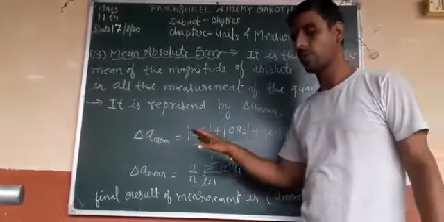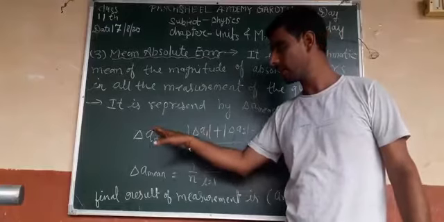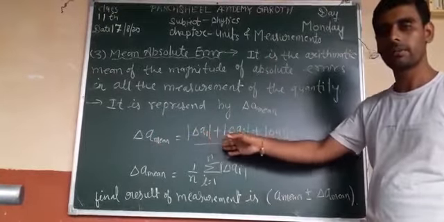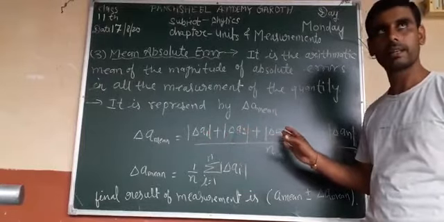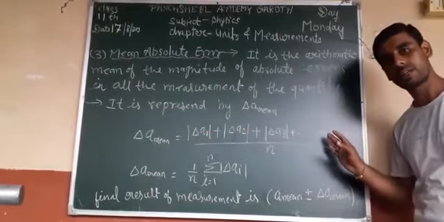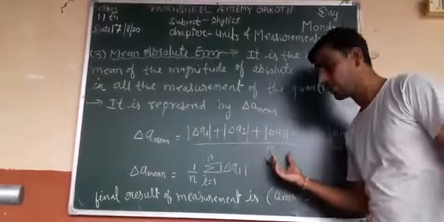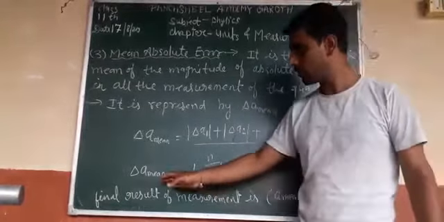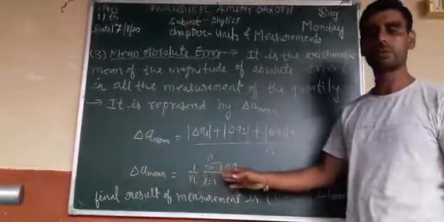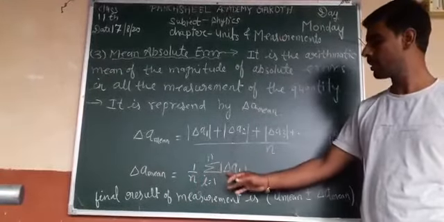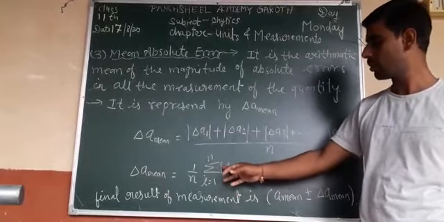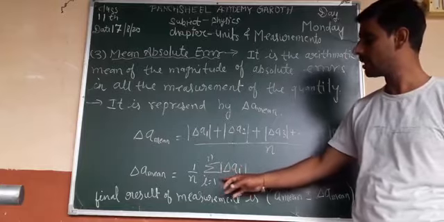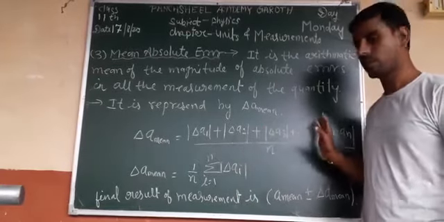Okay, and what is the formula for the calculation of this error? Delta A mean equal to what? Mod of delta A1 plus mod of delta A2 plus mod of delta A3 plus dash plus mod of delta An upon n. Why n? Because we want to take the average. Now in short form, delta A mean equal to 1 by n summation of i varying from 1 to n, mod of delta Ai. Keep putting the value of i as 1, 2, 3, 4 up to n.